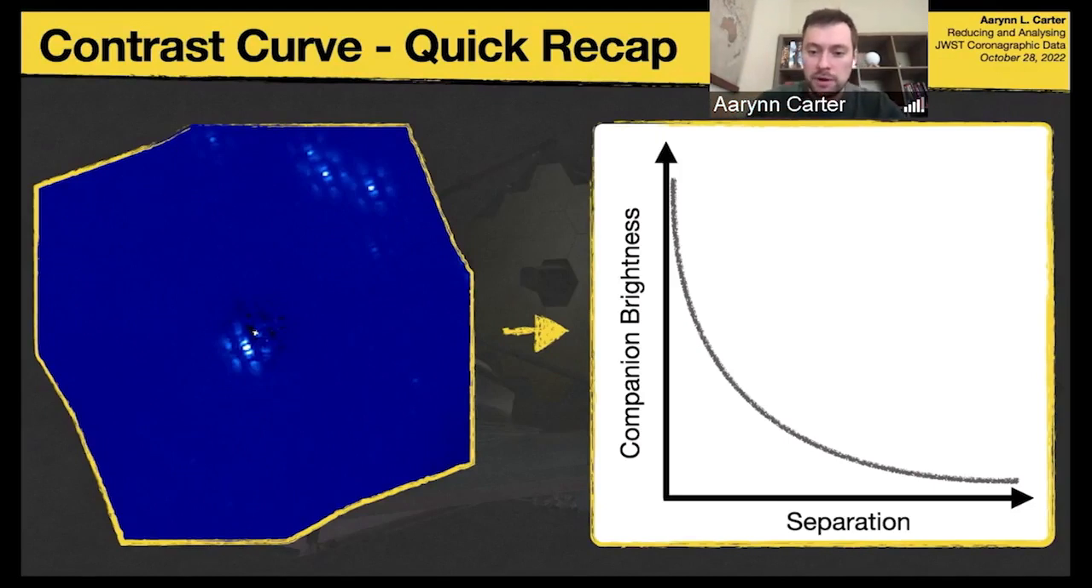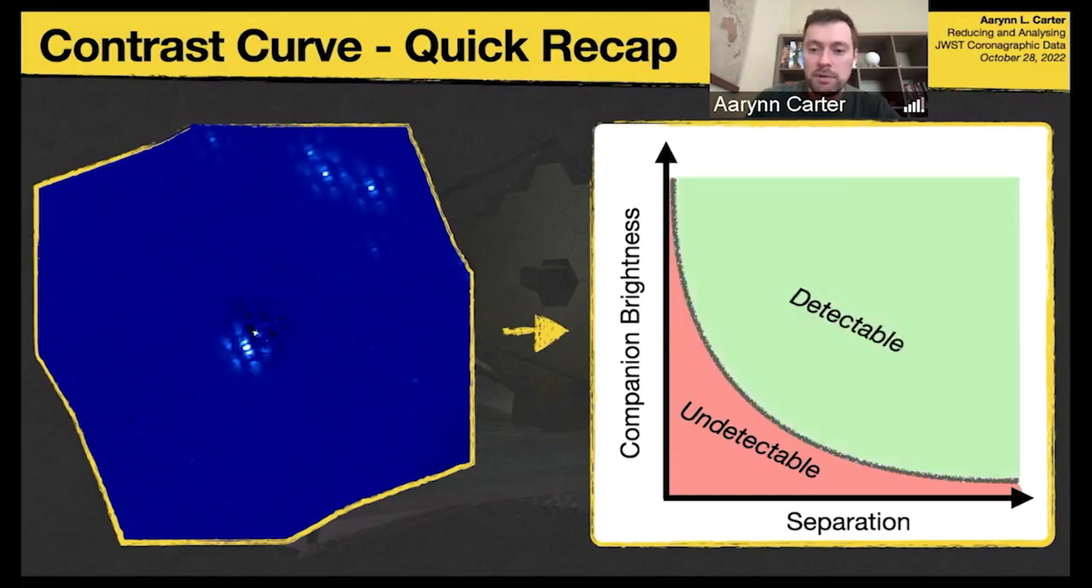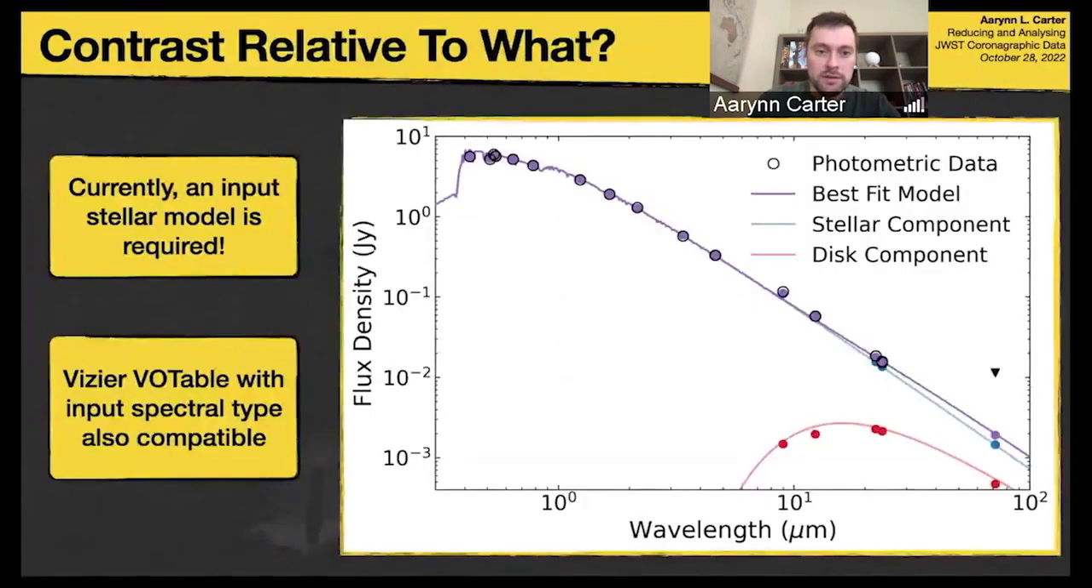So this is the example here where you create this curve and you can say, well, anything under this line, anything that faint at that separation, we wouldn't be able to detect. And anything above the line, we would be able to detect. And that's the metric we want to produce from these images. And we can do that pretty easily using spaceKLIP and PyKLIP.